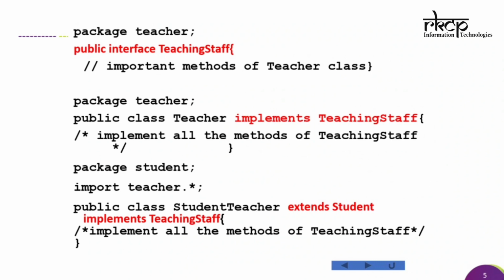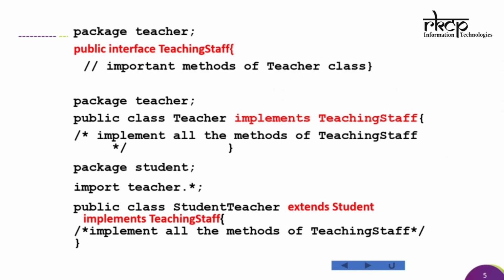This student teacher class, I want to make a child of student. As well, this student teacher class wants to use the interface also. Then how will I do it? First extends, then implements. Both you can do, but first you will do extends, then you will write the implements keyword. You will not write public class student teacher implements teaching staff extends students.